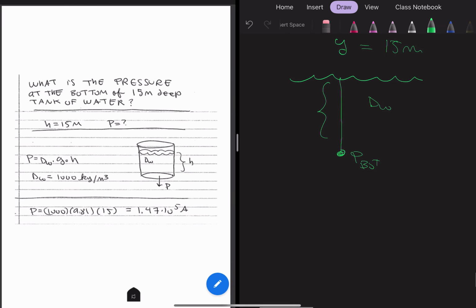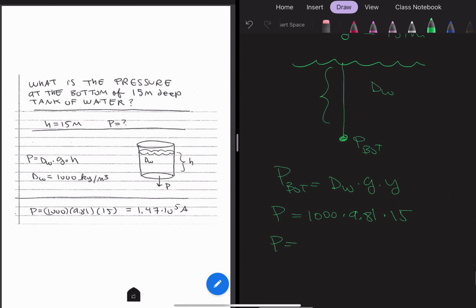So the equation is the pressure at the bottom is going to equal the density of water multiplied by gravity and multiplied by the depth below, which I'll call y. And this is just a plug-in, so the pressure at the bottom is going to be density of water is a constant, that's 1,000, and g is another constant, 9.81, and the depth is 15, and that will give you a pressure of 1.47 times 10 to the 5 pascals.